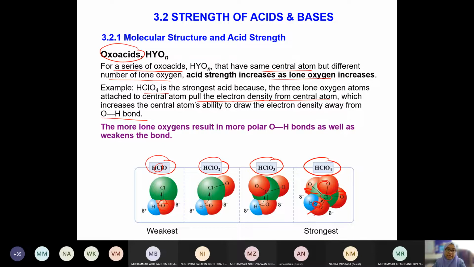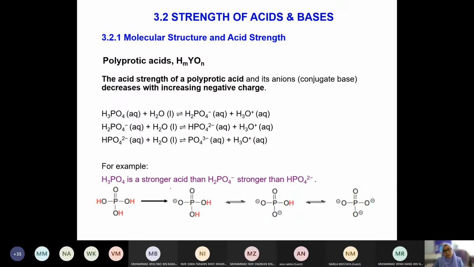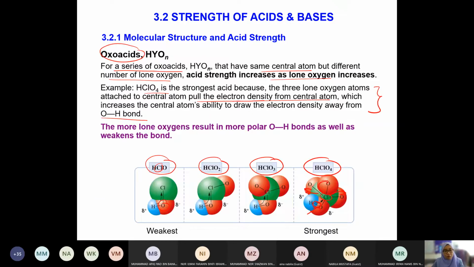the bond is easily broken. Okay, cerita dia dekat sini, dekat situ. So that is why HClO4 is the strongest compared to HClO3, HClO2 and HClO. The more lone oxygen result in more polar OH bond as well as weaken the bond.